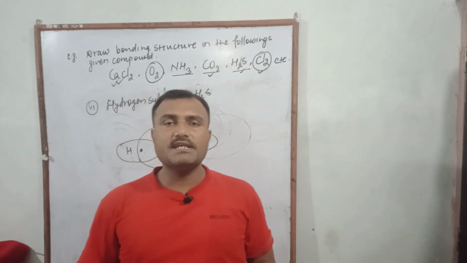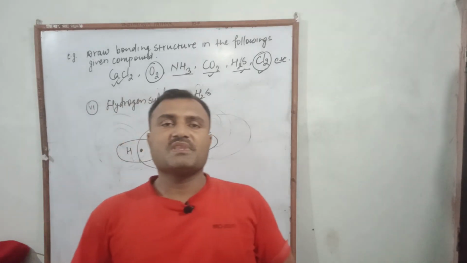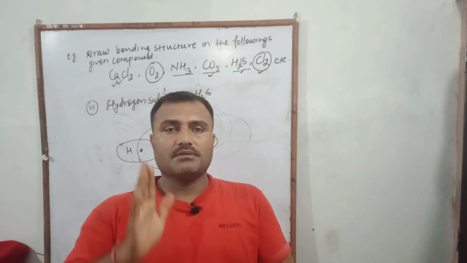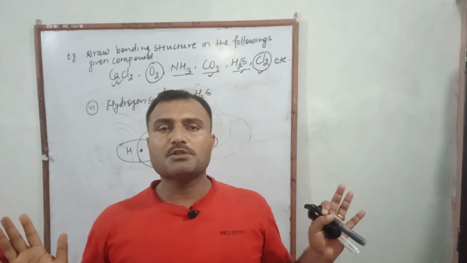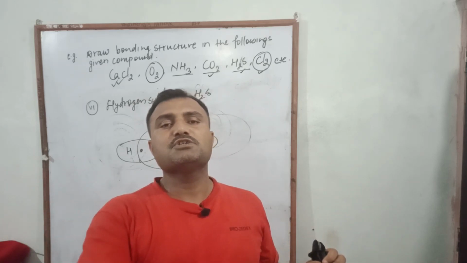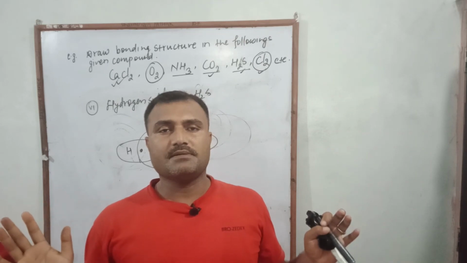But in a coordinate bond we find that both bonds are present. A simple covalent bond is also found there, and only one-sided sharing, that is a coordinate bond, is also present.